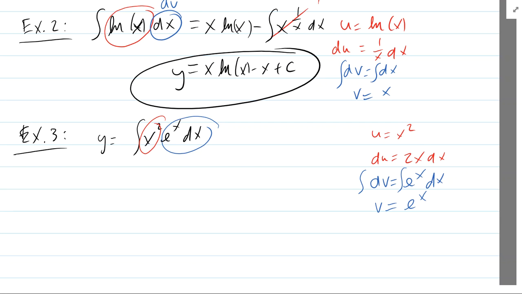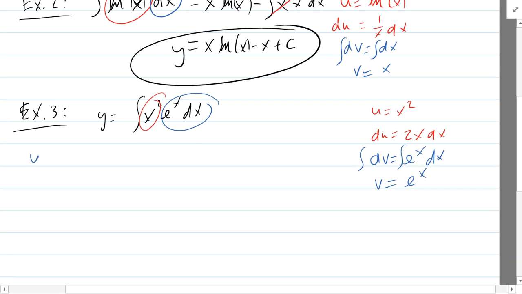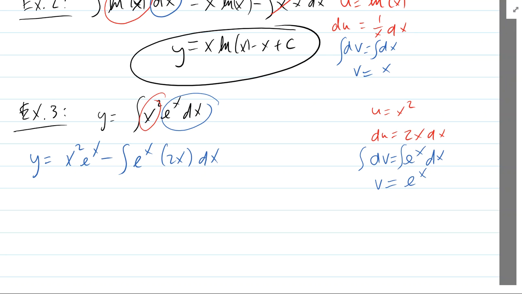Okay, so what does y equal? Let's go ahead and write this out. So y equals uv, x squared e to the x, minus the integral of v, e to the x, du, which is 2x dx. And do you see the problem? Yep. So 2x is still not the derivative of e to the x. I mean, it's still not right. Uh-oh, we gotta do it again.